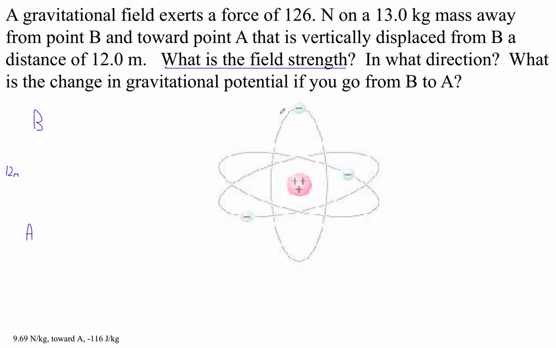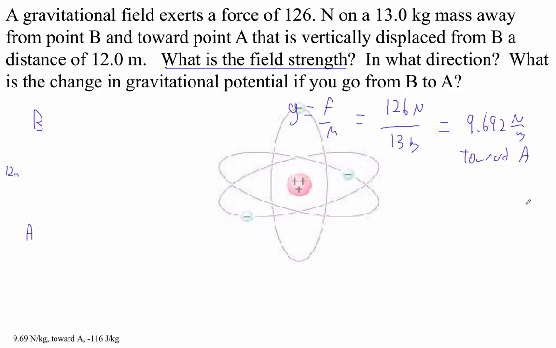That's our g, right? So our first step here: g is force divided by mass. So it's 126 newtons divided by 13 kilograms. And 126 divided by 13 is 9.692 newtons per kilogram toward A. In what direction? It is toward A.